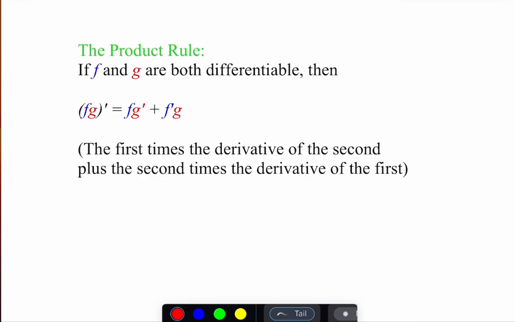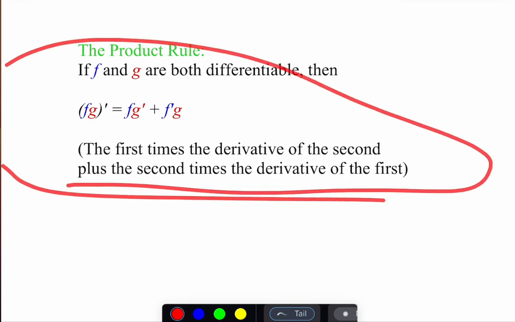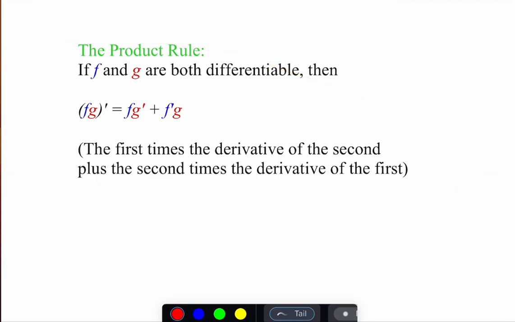We are going to make some flashcards with some of our most important rules on them. We'll probably do that tomorrow. So just so you know, you have to have this memorized. I am going to say a million times, the first times the derivative of the second plus the second times the derivative of the first is how we take the derivative of a product.